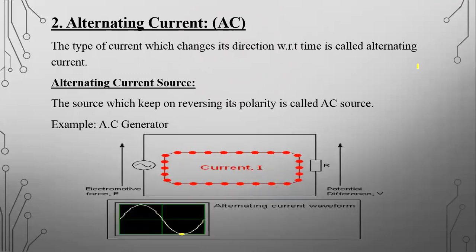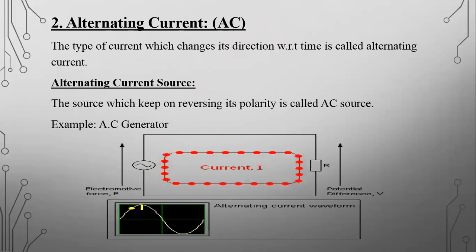For example, there is an electric circuit which consists of a resistance R and there is an AC source. Such a type of source whose direction changes with respect to time, whose polarity reverses, and this is an output of an alternating current in the form of a sinusoidal trace, a sinusoidal wave. This is AC waveform. आप यहाँ नोट कर सकते हैं कि there are two halves of this cycle, positive half cycle and a negative half cycle.